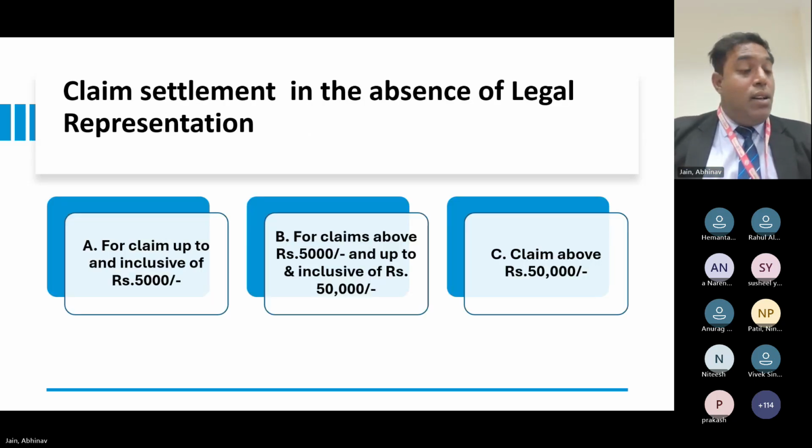Now, an important section. How our claim settlement procedure has been bifurcated in case of absence of legal representation. In case of absence of legal representation, our claim settlement procedure has been bifurcated into three parts. First will include claims up to and inclusive of 5,000. Second is above 5,000 and up to 50,000 inclusive. And third is above 50,000.